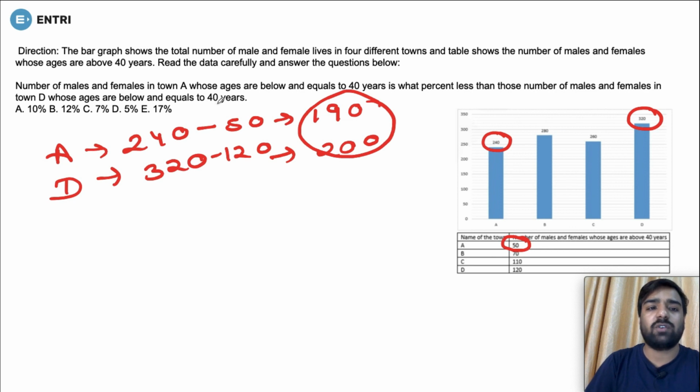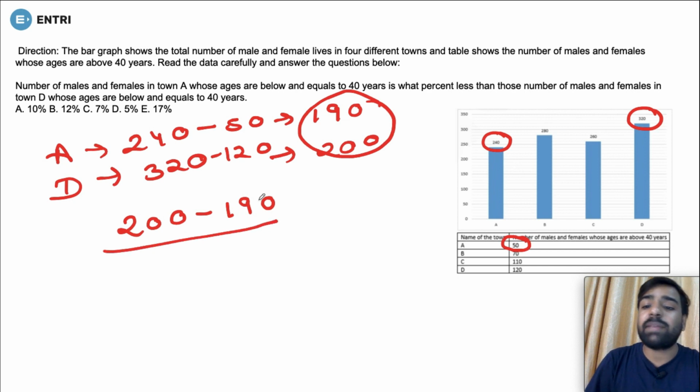Now what are they asking? They are asking you to find the difference, that is, what percent less than those number of males and females in town D. So you just have to subtract, that is 200 minus 190. In comparison to whom are they talking? They are saying in comparison to town D. In town D, how many people were there? 200.